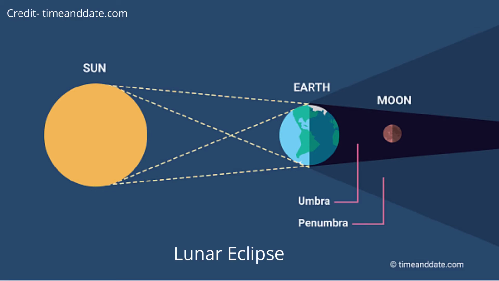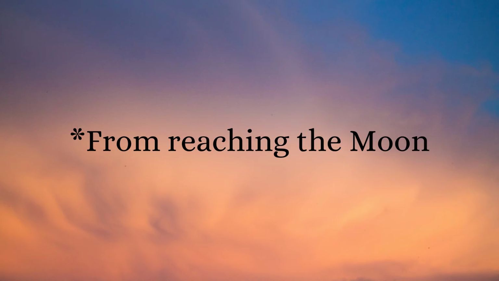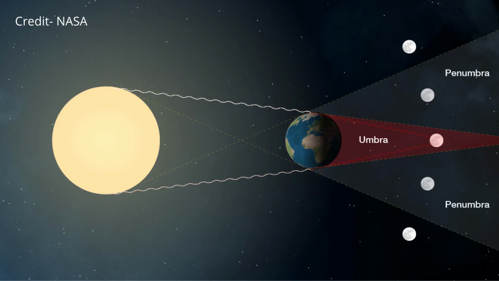Now let's learn about lunar eclipse. A lunar eclipse occurs when the earth comes in between the sun and the moon, blocking the sun's light from reaching the earth. During a lunar eclipse, the moon can be red or orange or even invisible. The reason it changes colors is because when the sun's light passes through the Earth's atmosphere, it gets filtered. When filtered, it changes its color to red.